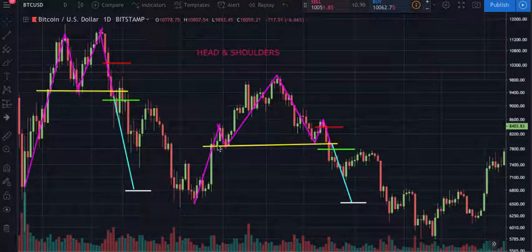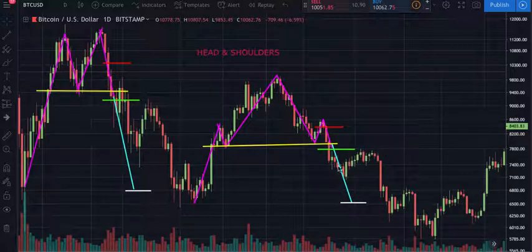And then the target is again just going to be the leg down. It's going to be the same distance from where we broke down over. And again in this case, you'll see if you would have taken profits right here, it would have come back up, wouldn't have hit your stop loss, but you may have moved some of your stops here and got stopped out. You may have left them all in place.